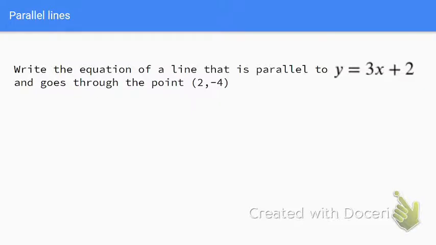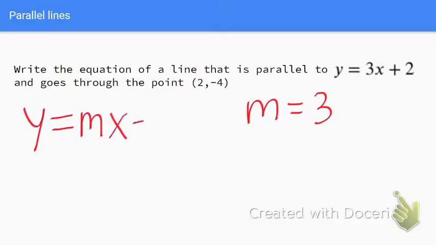How about if you have a problem like this? Write the equation of the line that is parallel to y equals 3x plus 2, but goes through a certain point. How is this going to change? What is the slope? 3. So I know my slope is 3. I want to find this other equation, and I want it in slope-intercept form. What's the other piece of information that I know about this other line? The point is (2, -4).